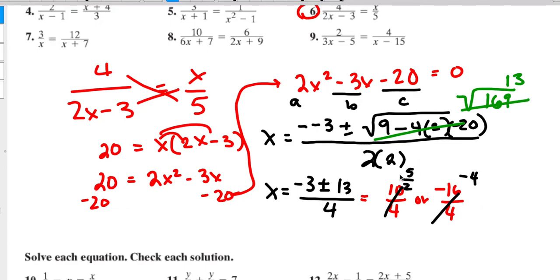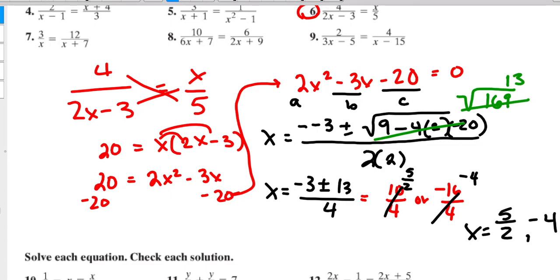Okay, so 5 over 2 or 2.5 times 2 would give us a 5. 5 minus 3 is 2. That's not going to cause that to be 0, so we're good. 5 will never be 0, so it's good. Negative 4 times 2 is negative 8. Negative 8 minus 3 is negative 11. That's not 0, so we're okay. And again, 5 is 5. So the answers in this case are going to be 5 over 2 and negative 4.